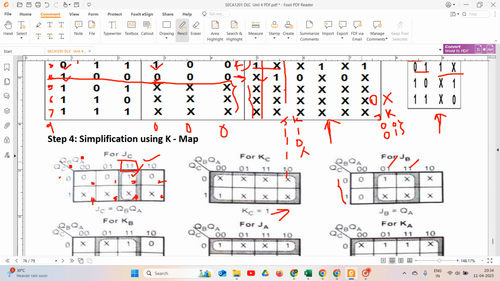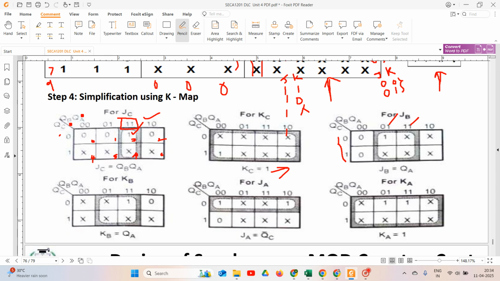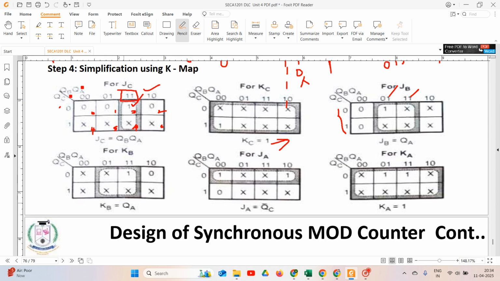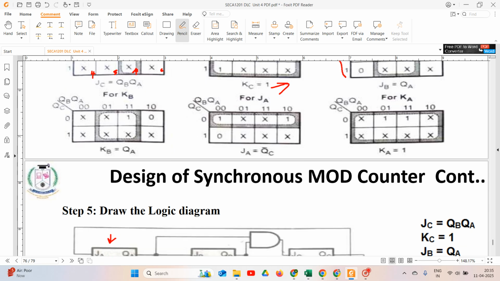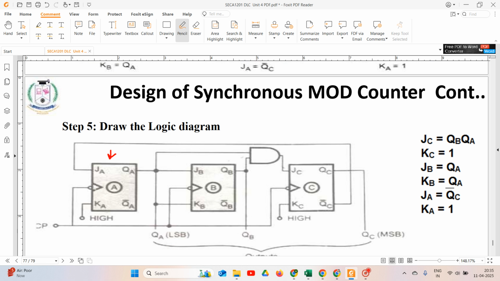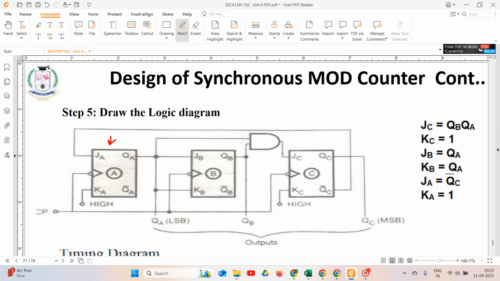So similarly, you have to find out for KB, JA, KA. After finding the characteristic equation, this is the time to draw the logic circuit or logic diagram, right? As we are using the JK flip-flop and JK excitation table, we have to use 3 JK flip-flops.